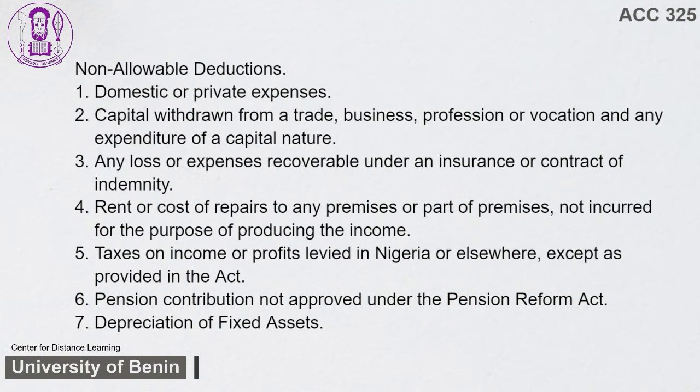2. Capital withdrawn from a trade, business, profession, or vocation and any expenditure of a capital nature. 3. Any loss or expenses recoverable under an insurance or contract of indemnity. 4. Rent or cost of repairs to any premises or part of premises, not incurred for the purpose of producing the income. 5. Taxes on income or profits levied in Nigeria or elsewhere, except as provided in the Act.